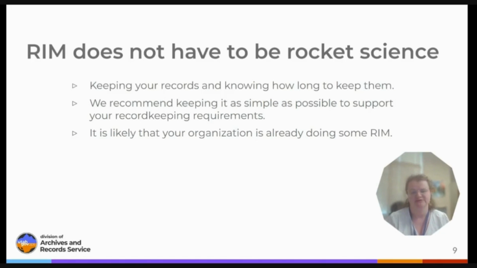Records management will look different from agency to agency. Every government agency will have its own unique needs and situations. Just remember that RIM does not have to be rocket science. It's just keeping your records and knowing how long to keep them. We recommend keeping it as simple as possible to support your already basic record keeping requirements, and it's likely that your agency is already doing more RIM than you know.